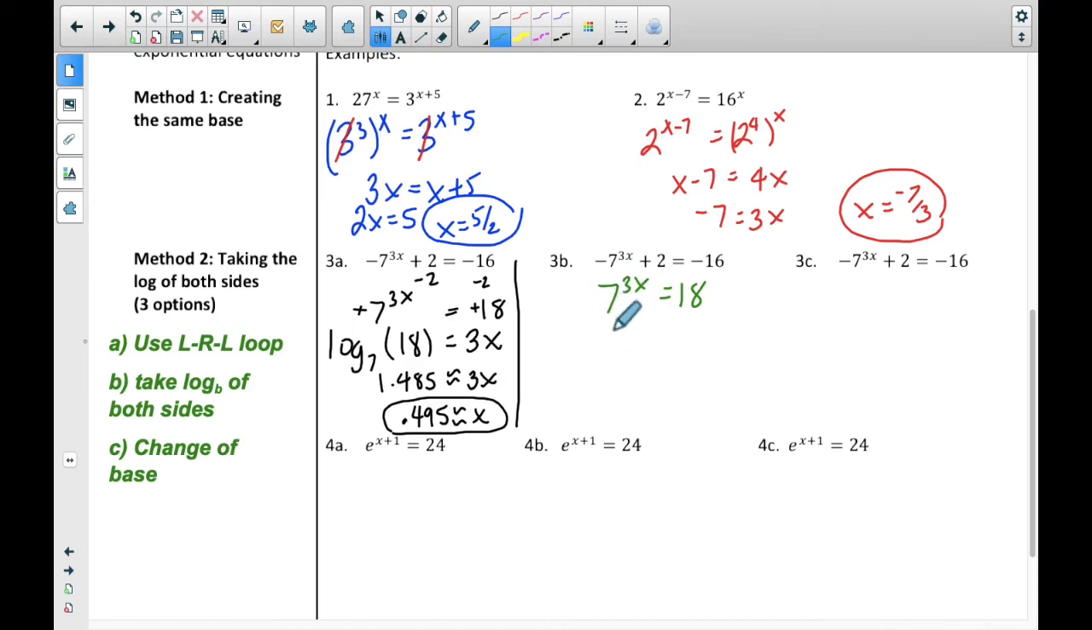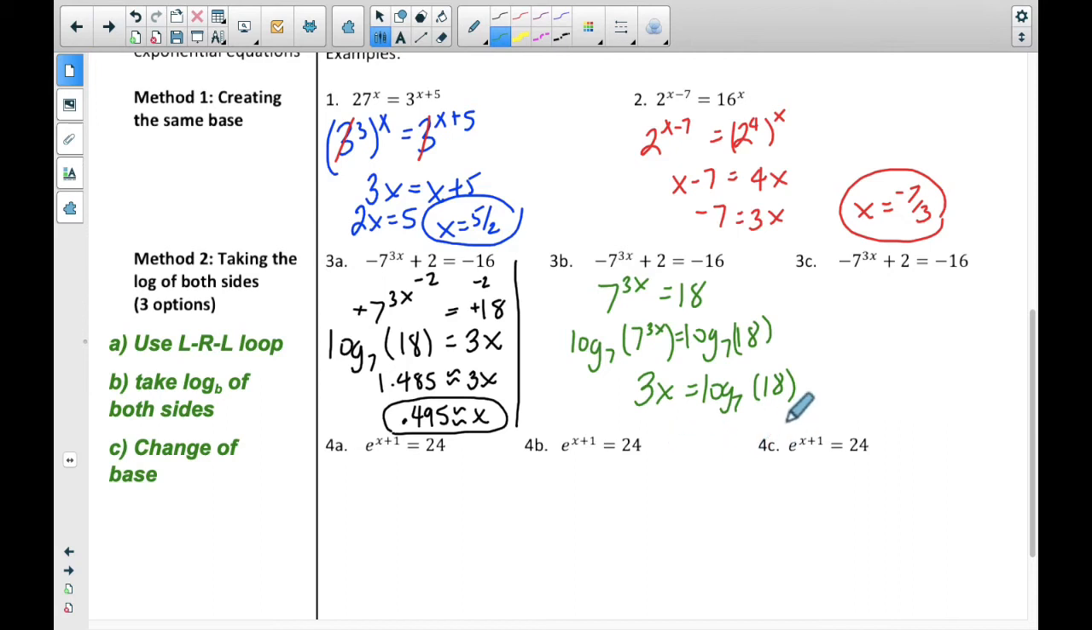Well, the base here is 7. And remember that exponents and logs are inverses of each other. And so because exponents and logs are inverses, they essentially cancel each other out. And this gives us just a 3x, a big 3x. And on the right-hand side, I'm taking the log base 7 of 18.